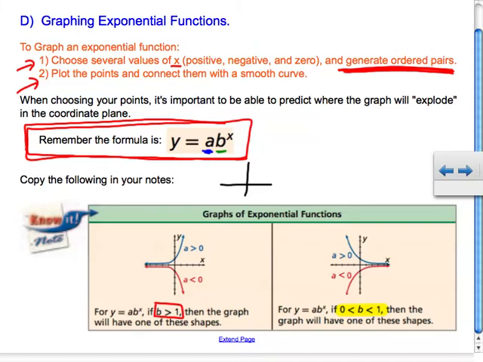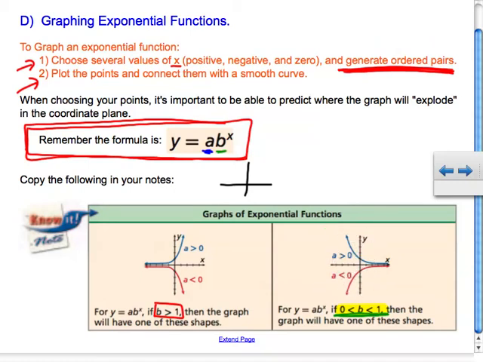If b is in between 1 and 0. So if your b value is a decimal or a fraction that's greater than 0 but less than 1, you're going to have this explosion happen on the left side of your graph.